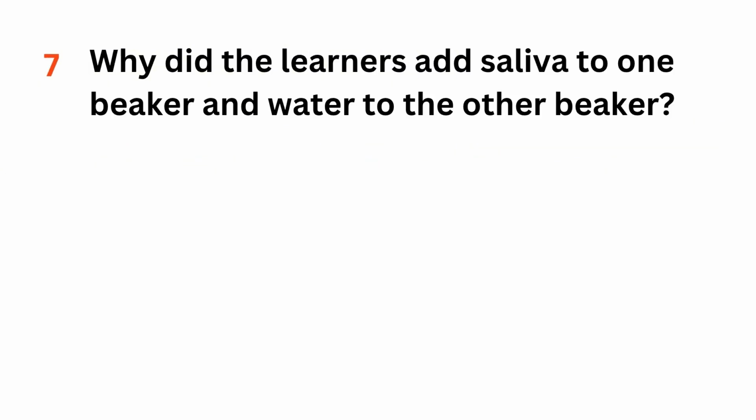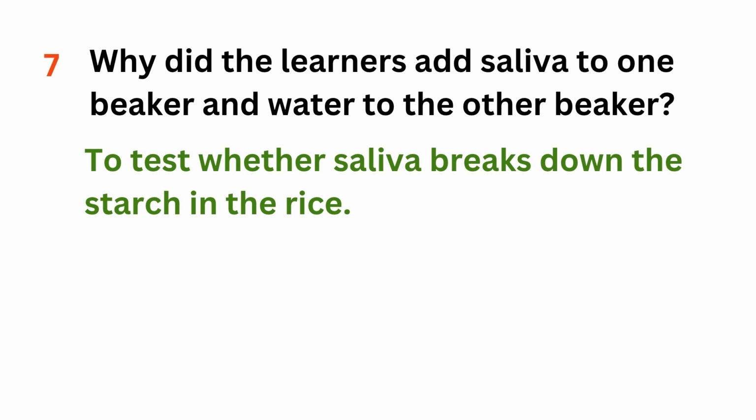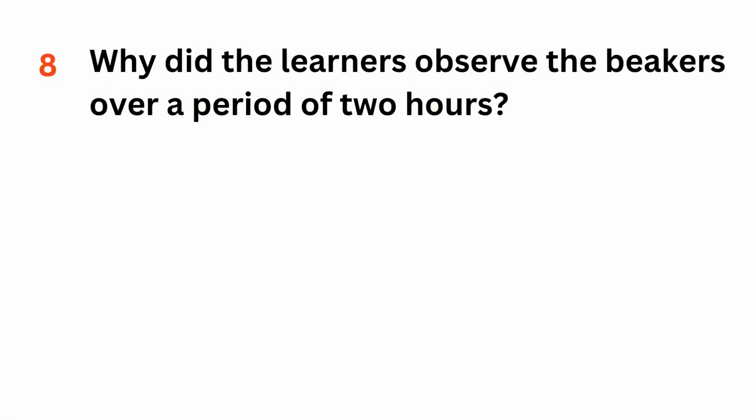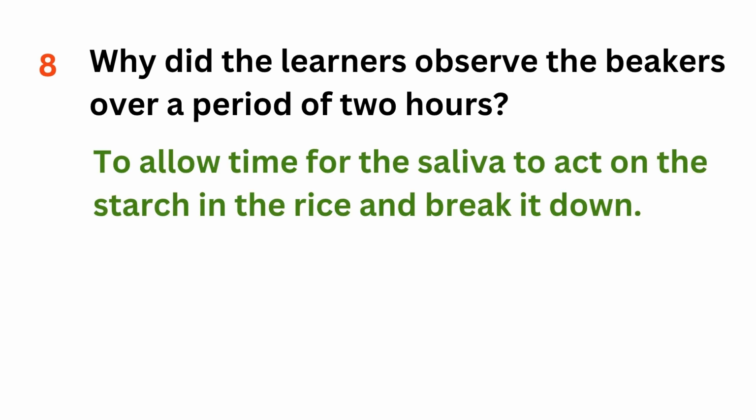Question 7. Why did the learners add saliva to one beaker and water to the other beaker? The learners added saliva to one beaker and water to the other beaker to test whether saliva breaks down the starch in the rice. Question 8. Why did the learners observe the beakers over a period of 2 hours? To give a long time for the saliva to act on the starch in the rice and break it down.